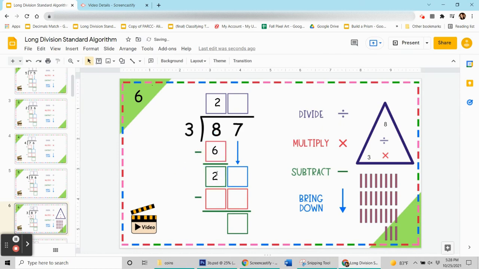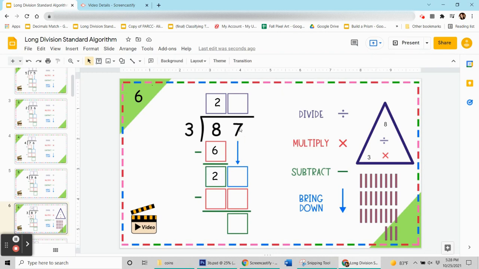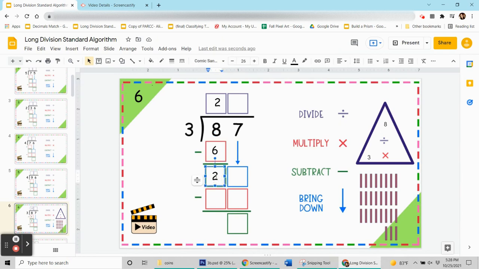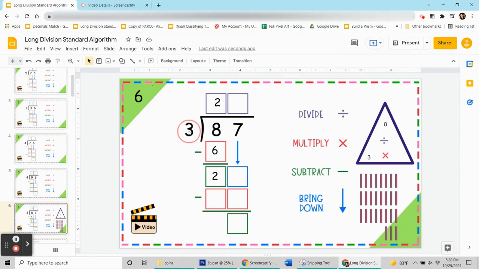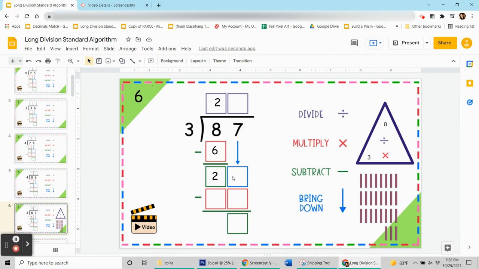So you have 2 left over to work with, and now we're ready to bring back down the next digit because we've really done as much in this column as we can. 2 is a really small number here, and the 3 can't go into it, so we do need to bring down our next number so we have a bigger number to work with. So that's our next step. We're bringing down the 7 and just put it in that box.